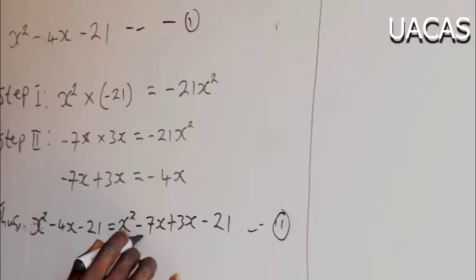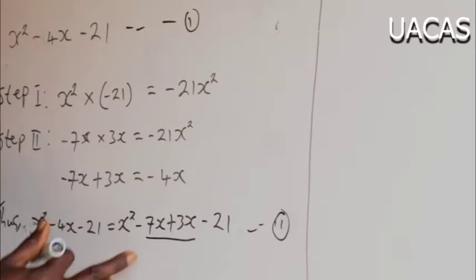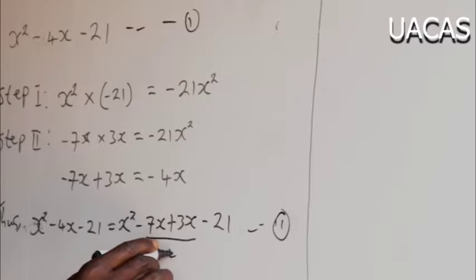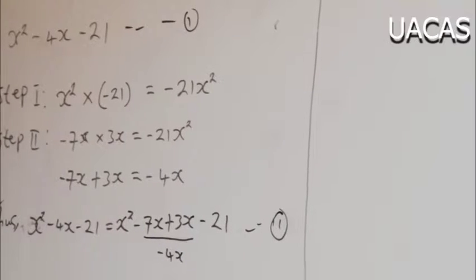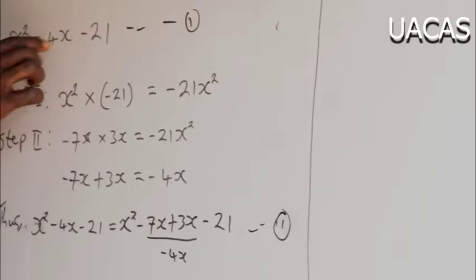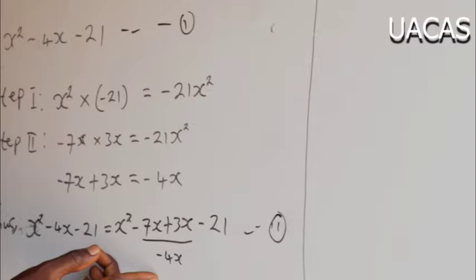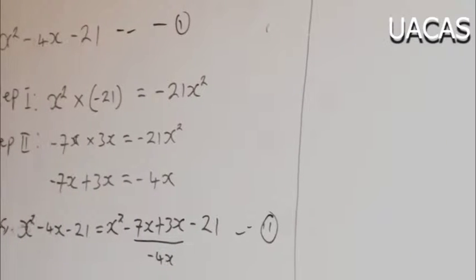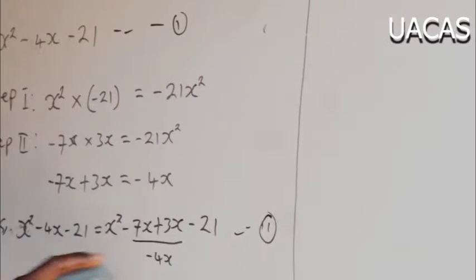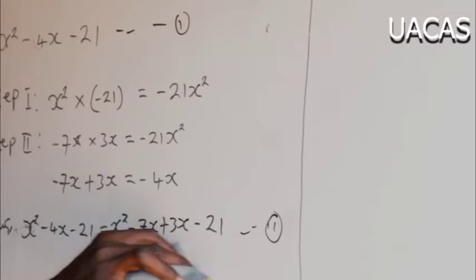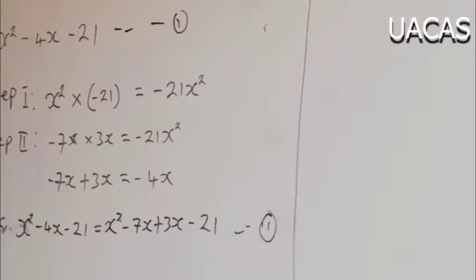Now listen. Look at it. If I replace minus 7x plus 3x, it is minus 4x. So I have not confused you. What I just did is to replace this with this, which is the same thing as minus 4x. Is that clear? Now, what do we do again? Look at it very well. I want to group it.